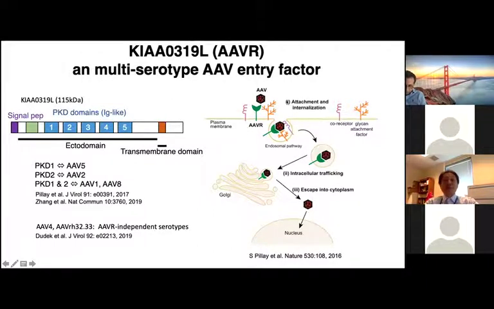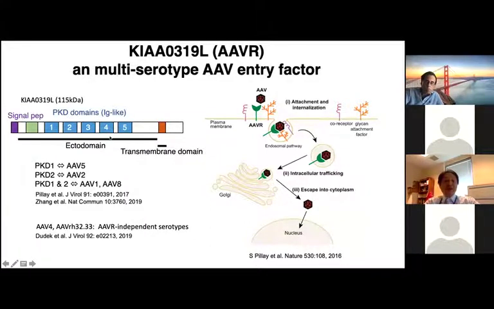Primary attachment receptor could be heparan sulfate proteoglycan or galactose, but once AAV binds this primary attachment receptor, AAVR also binds AAV and quickly internalizes it inside the cells, traffics it and delivers it to the transport system. And they help AAV vectors escape from this degradation and then help AAV vectors to get into the nucleus.